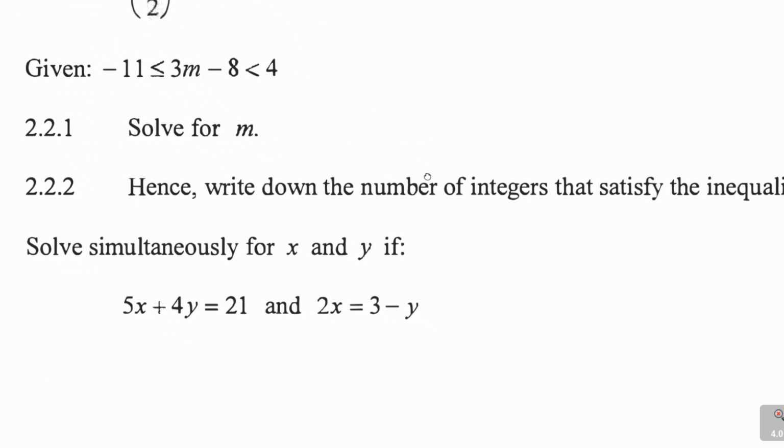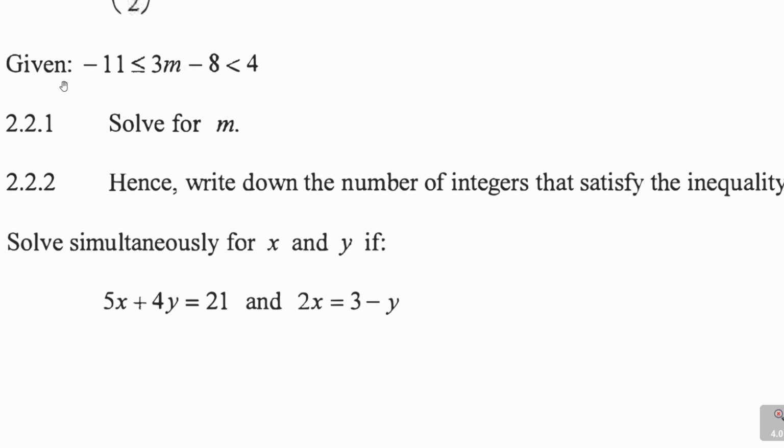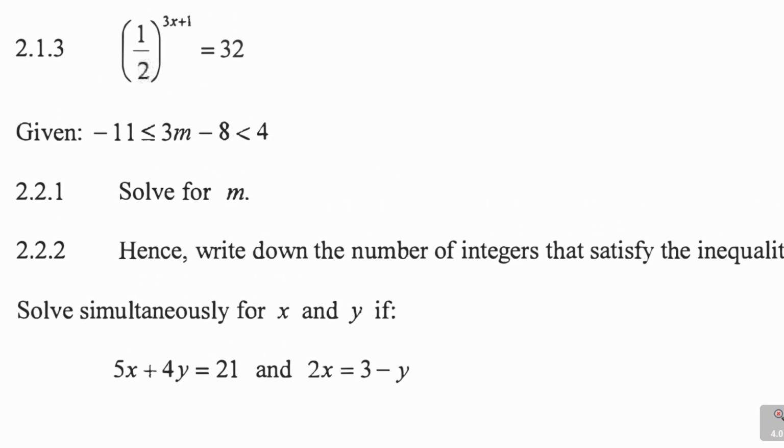Now let us look at this question. Question says this: given minus 11 is less than or equal to 3m minus 8 is less than 4. Solve for m. Guys, how do you solve for m here? You pretend that you have got kind of two equations. You've got this side, and you've got that side. It's like you have got two equations. So what you do, you pretend you have got this side, and then you're going to take it to this side.